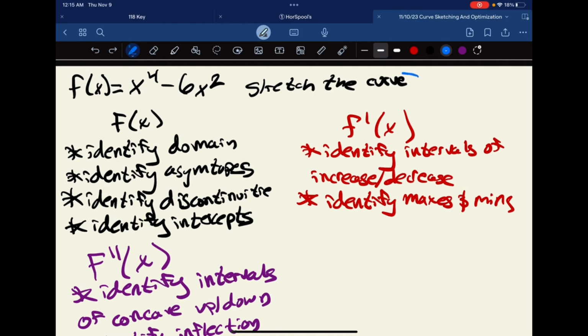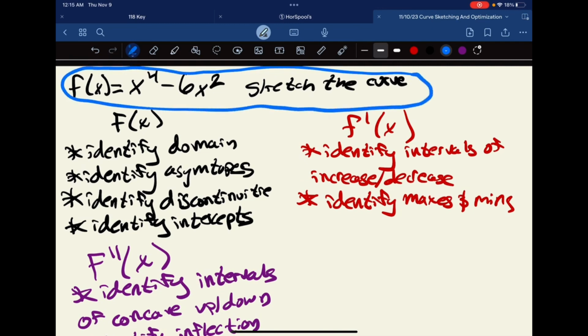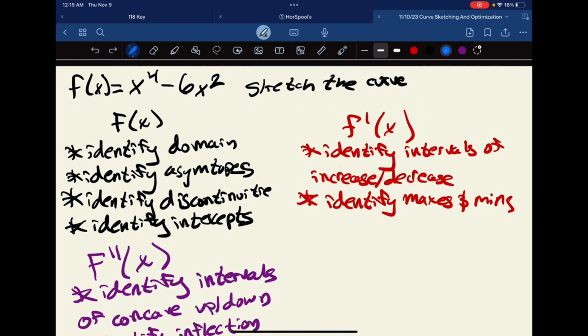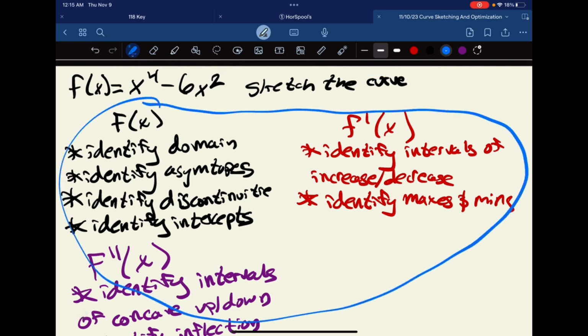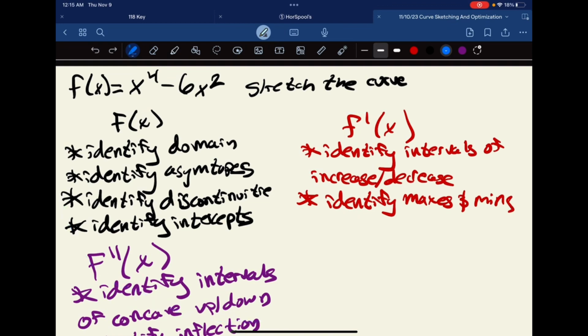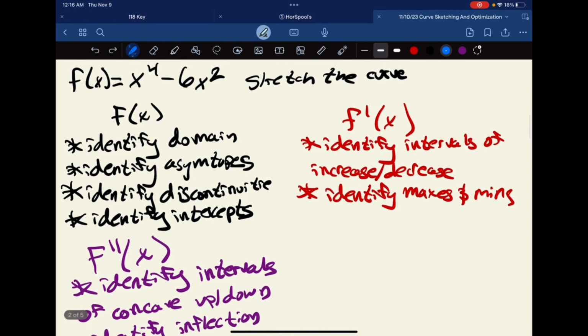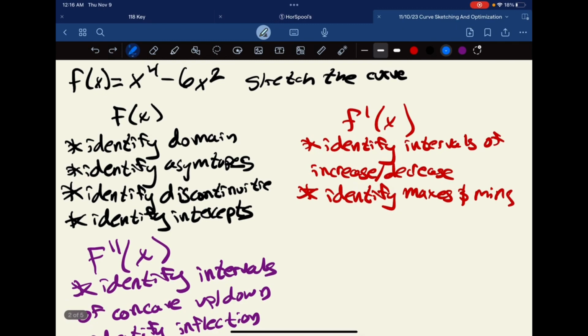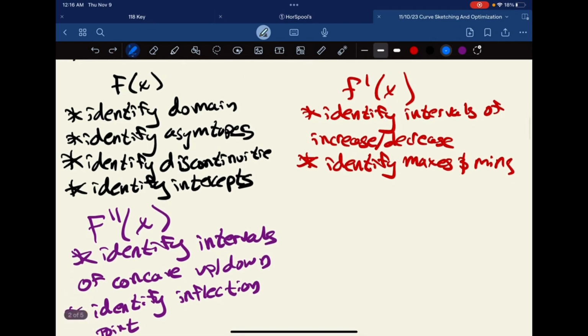And the prompt that you might be given might be very brief, something like this, where you're just given your f of x and then you're told to sketch the curve. You have to know to compile all this information, some about the base function, some about the first derivative, and some about the second derivative. All that is going to help you graph your function. In fact, you'll be asked to explicitly state all of these things, so you're going to want to put it down on the paper.